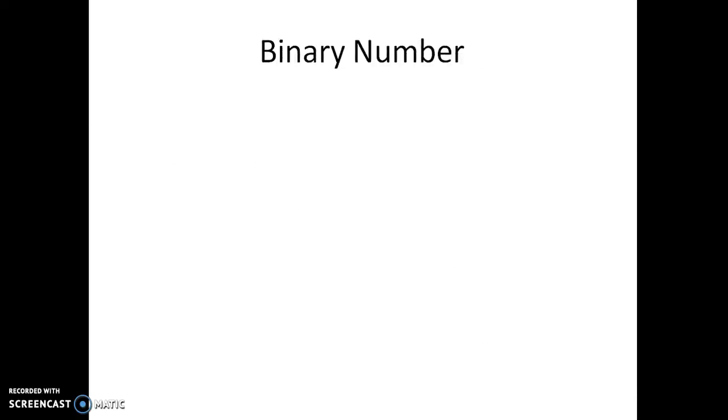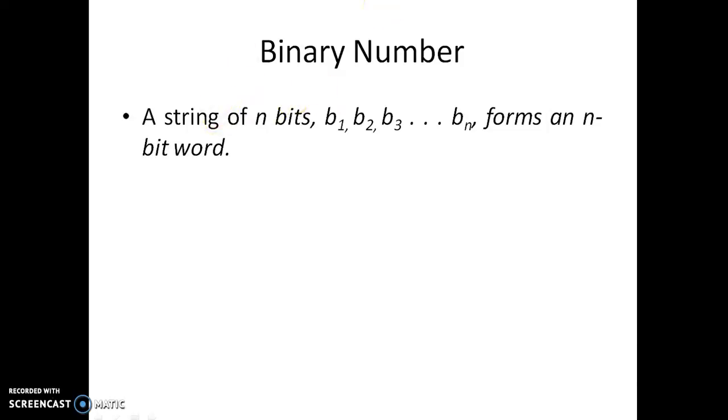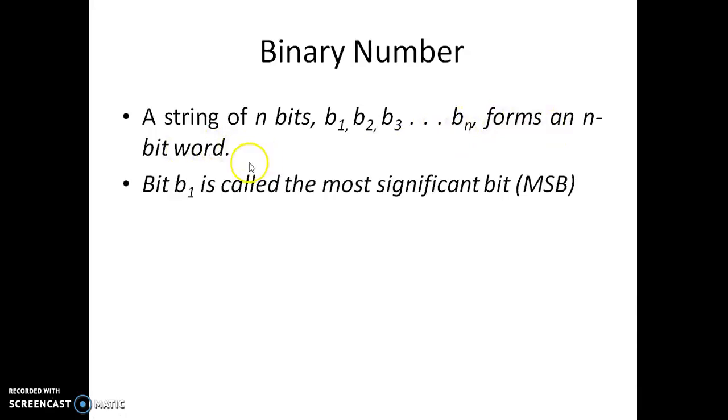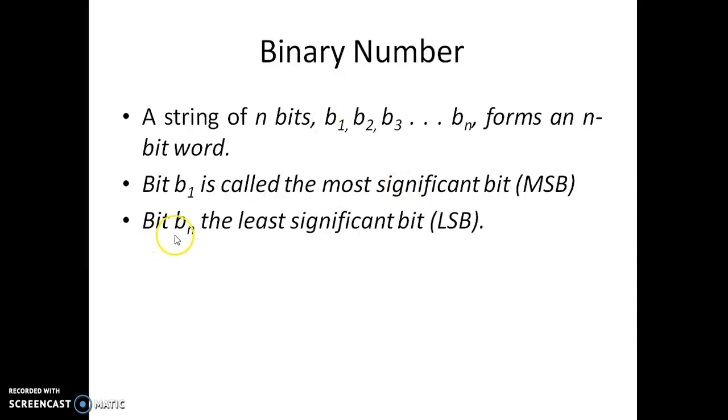Now let us see the binary number, which is a string of n bits. So b1, b2, b3 up to bn form an n-bit word, and let us assume that bit b1 is called the most significant bit, MSB, since it is placed in the first position, and bit bn is the least significant bit, which is called LSB.